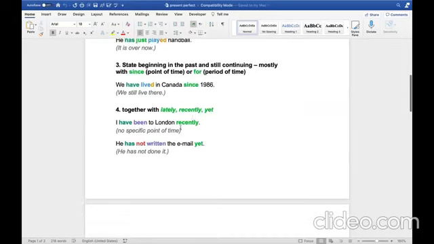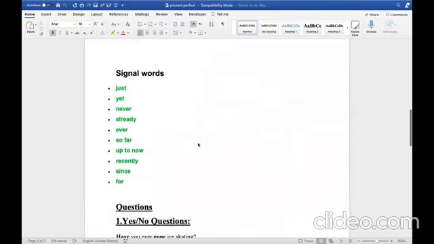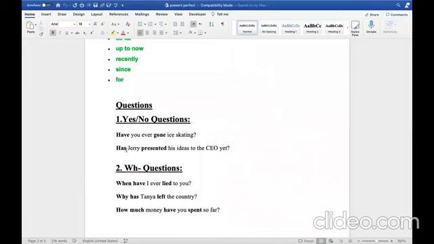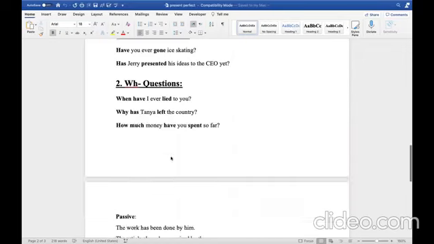We use it also with lately, recently, and yet, because they refer to an action that just finished in the present. These are the signal words. And we have the yes or no questions like, have you ever gone ice skating? Had Jerry presented his ideas to the CEO yet? And the WH words, we will start with WH words like, when have I ever lied to you? Or why has Tanya left the country?